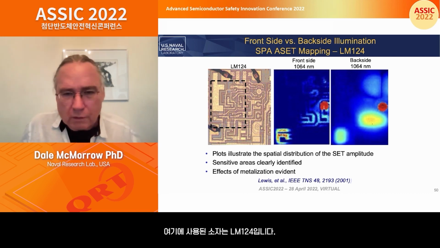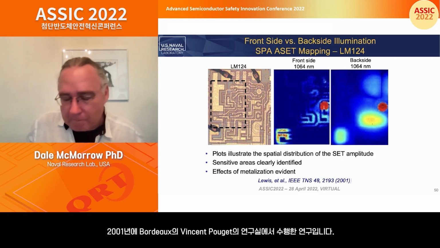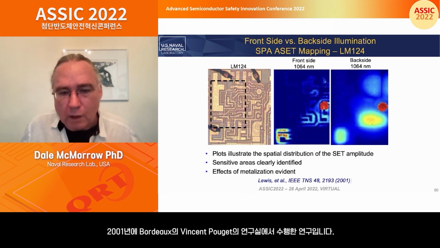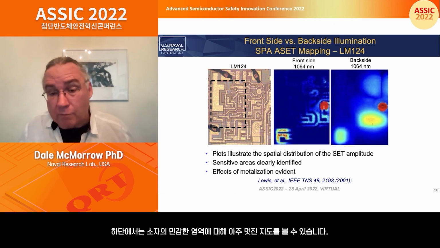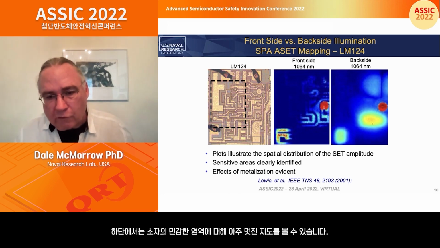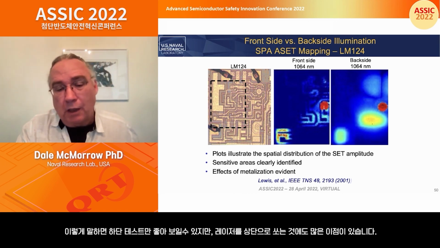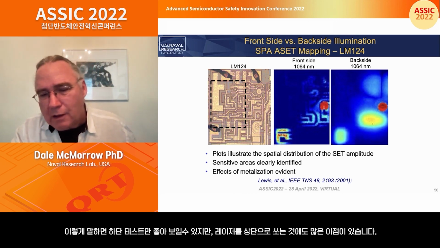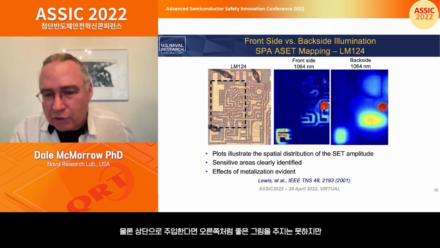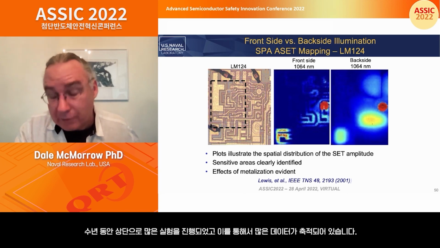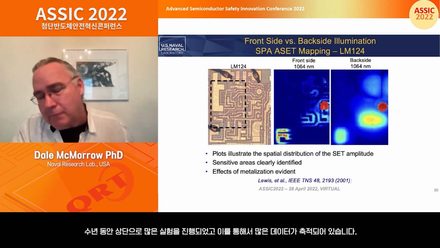This is also the LM124. This was work done by Vincent Pouget's group in Bordeaux at the time, back in 2001. But you can see where for top side, the metal interferes, and from the back side, you get very nice maps of the sensitive areas of the device. Now, just to be clear though, top side irradiation has a lot of benefits as well. And it's not going to give you the pretty picture like on the right, but there's a tremendous amount of information. And a lot of work was done for many years using just top-side irradiation.